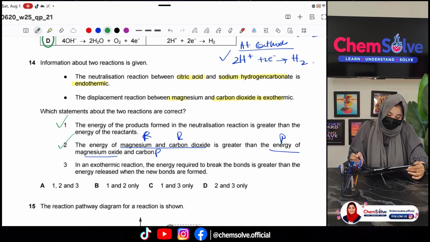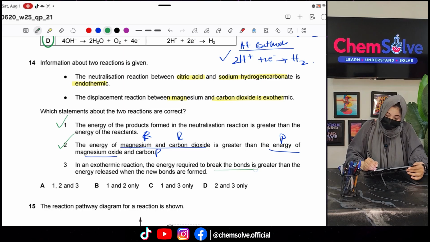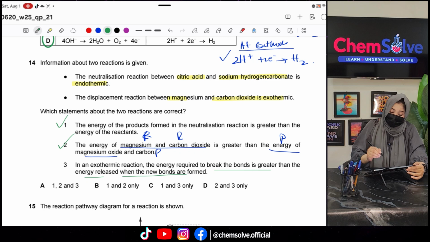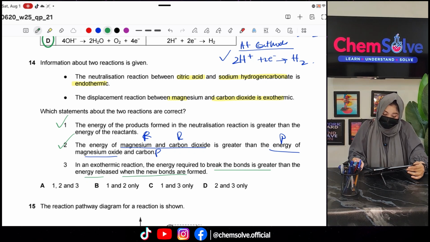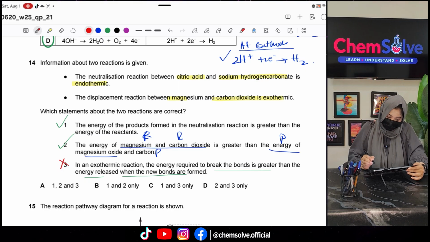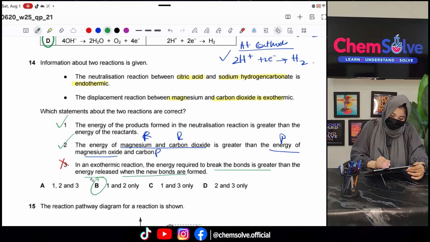Okay, in exothermic reactions, the energy required to break down the molecules is greater than the energy released when the new bonds are formed. Exothermic reactions again tend to lose energy. So the energy released should be more than the energy gained. So this is incorrect. The correct statement is option B.